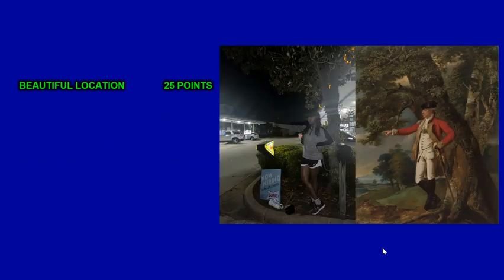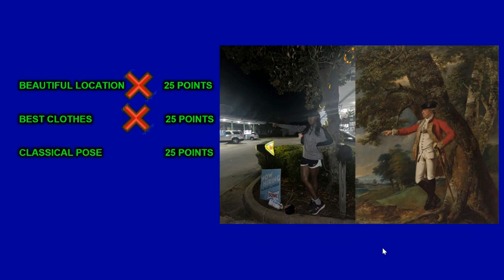And this is what happens when students do the assignment last minute and turn it in last minute. Is it in a beautiful location? No. A Sonic is not a beautiful location. Is she wearing the best clothes? No, she is not. Is she in the classical pose? Yes, she is. Is it a low horizon line? No, she is not. So this assignment would have gotten a 25. All right, so that's how I grade these.